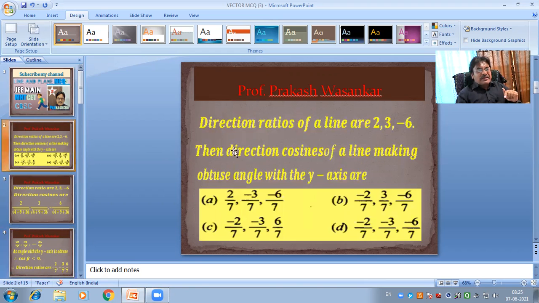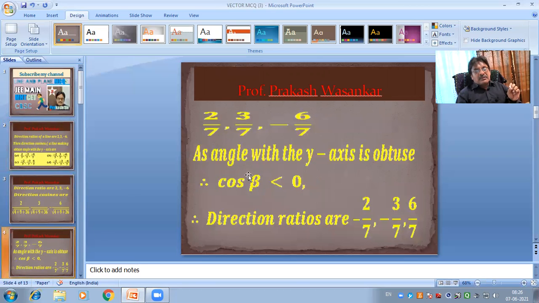Again in the problem, it is given that the direction cosines of a line making obtuse angle with the y-axis. So here we find the direction cosines of a line making obtuse angle with y-axis. Again, we read this problem carefully. Direction ratios of a line are 2, 3, minus 6. Then direction cosines of a line making obtuse angle with y-axis are.